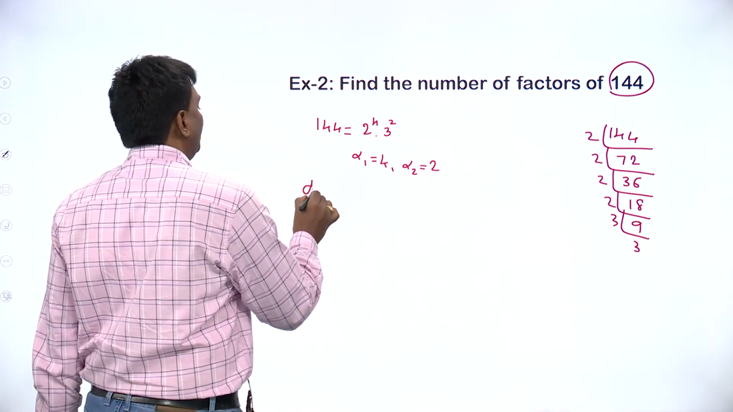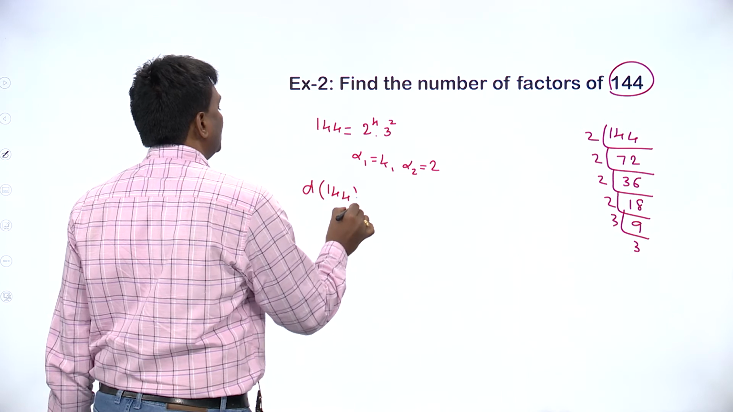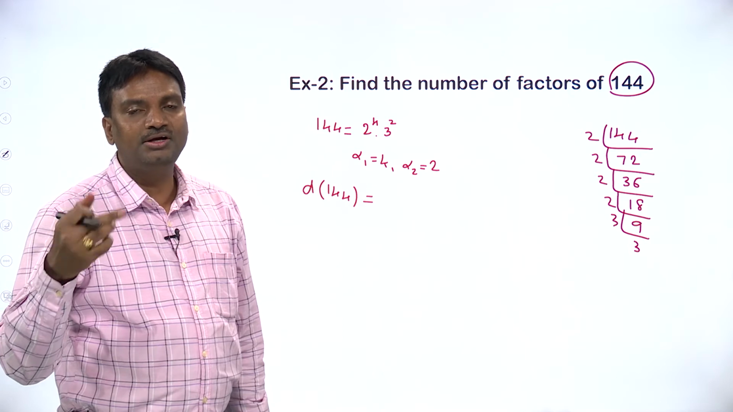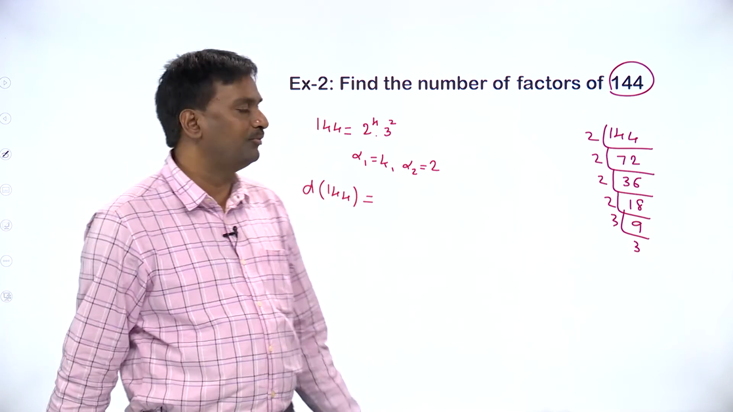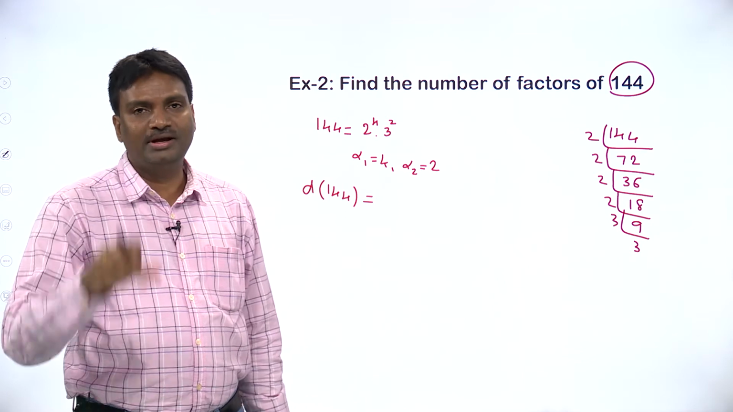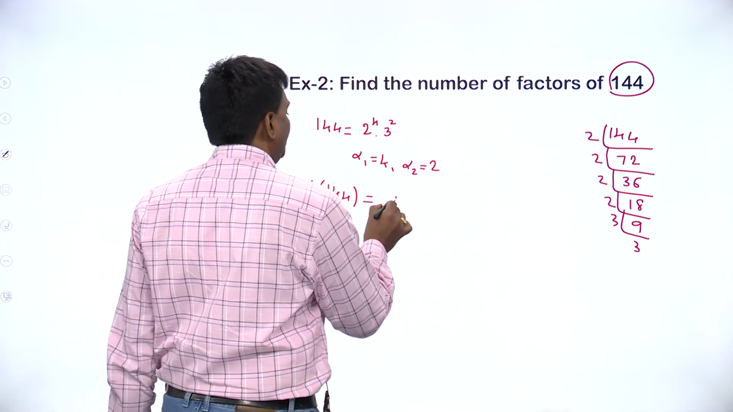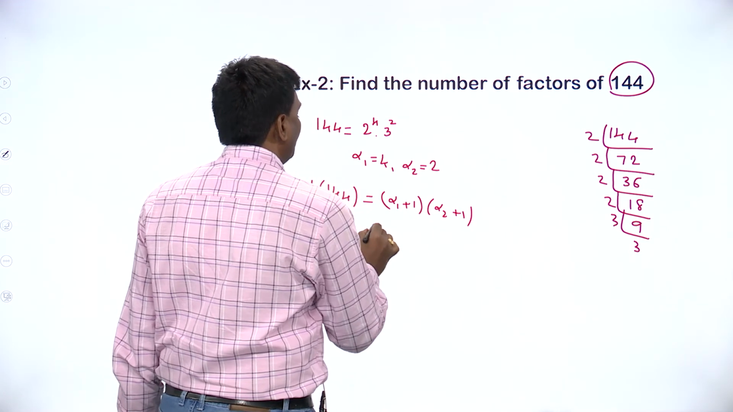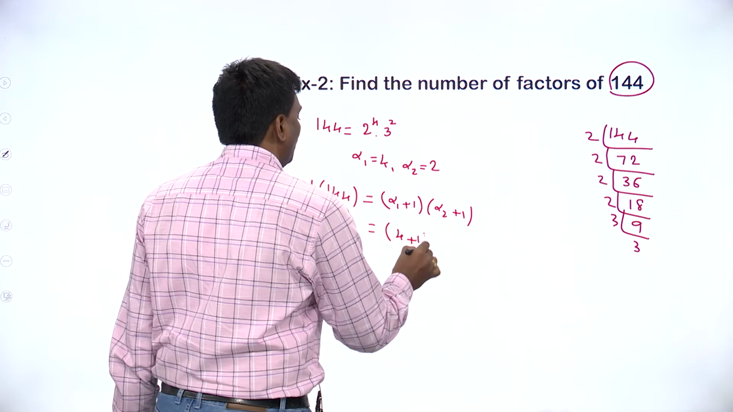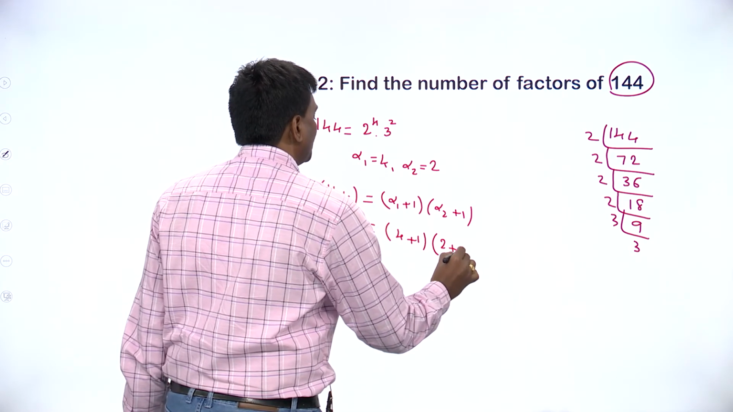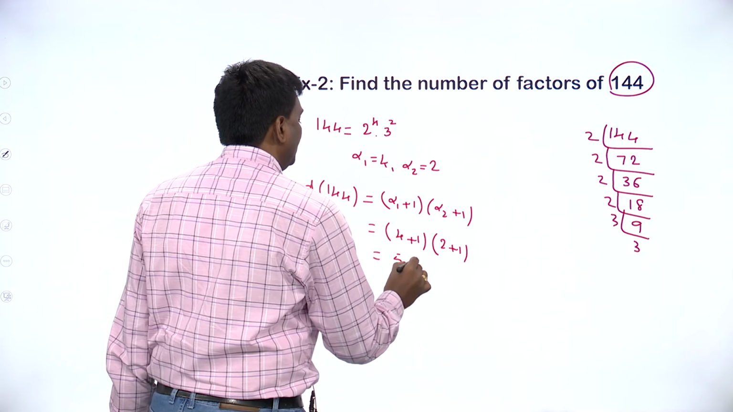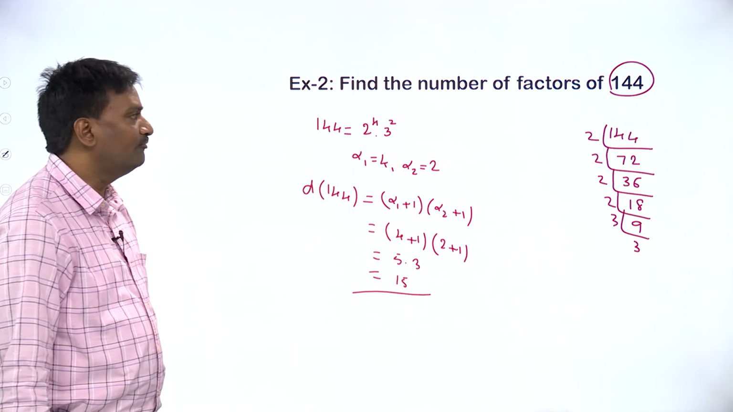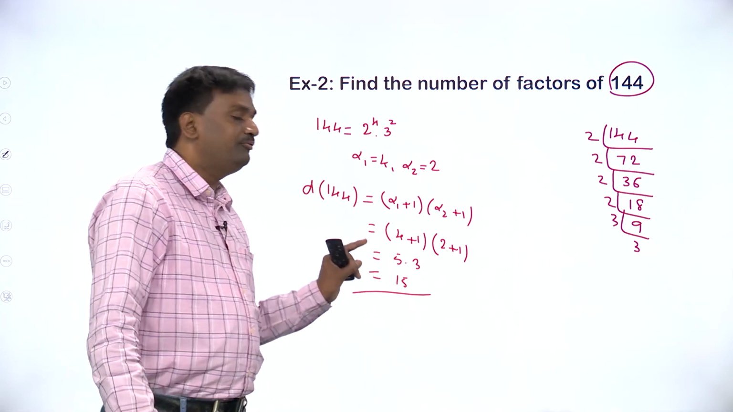Now the number of divisors of 144, that is d of 144, d of n equal to alpha 1 plus 1 into alpha 2 plus 1 so on alpha k plus 1, but here we have only 2 numbers, alpha 1 and alpha 2. So that is why we can take alpha 1 plus 1 into alpha 2 plus 1, 4 plus 1 into 2 plus 1, 4 plus 1 is 5, 2 plus 1 is 3, so 5 into 3 is 15. So the number 144 has 15 factors.